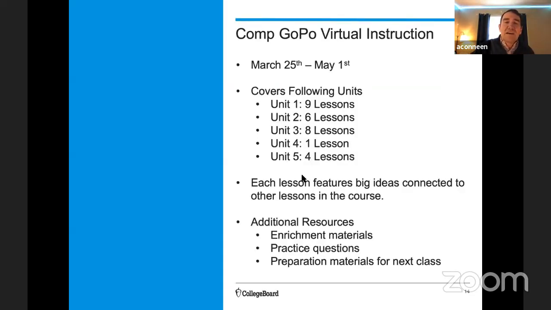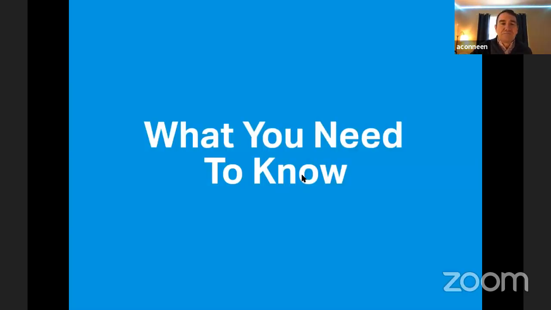We are right now just starting Unit 1. In the end, we'll do about 9 lessons from Unit 1. We'll go through Unit 2 after that, and Unit 3, and then we'll also do a little review from Unit 4 and Unit 5 right before the AP exam. And we will wrap things up on this broadcast on May the 1st.